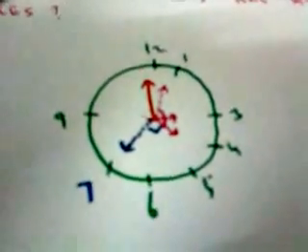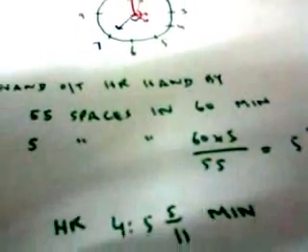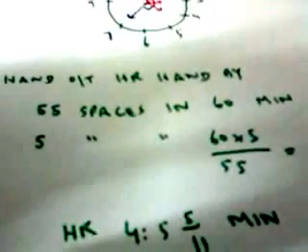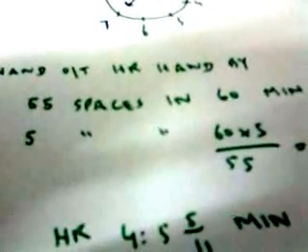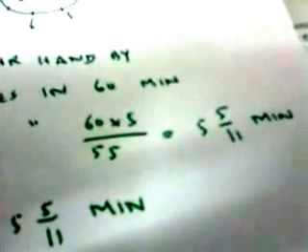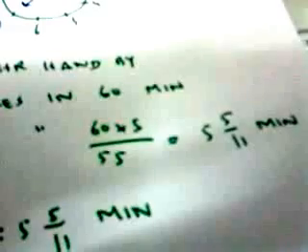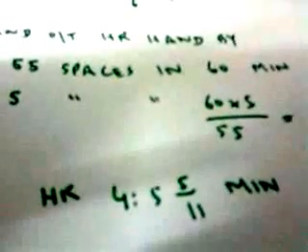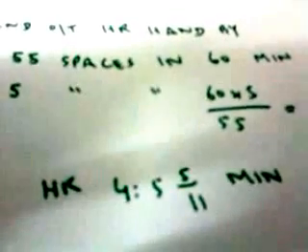Let us look at the two answers one by one. Minute hand overtakes the hour hand by 55 spaces in 60 minutes, as we did before. So it will overtake the hour hand by 5 spaces in 5 by 11 minutes. By simple unitary method we can do this calculation. So at 5 by 11 minutes past 4 o'clock, the two hands are at right angles.